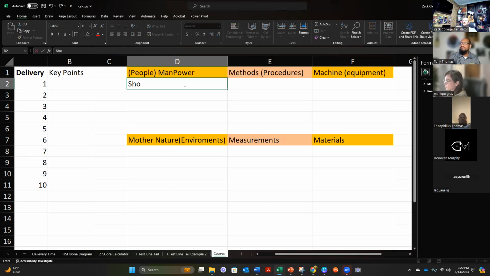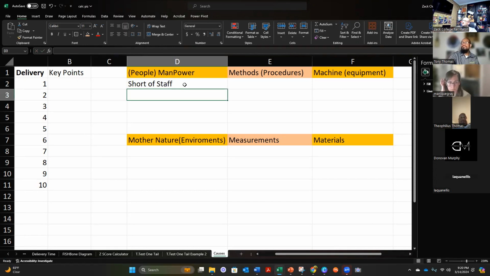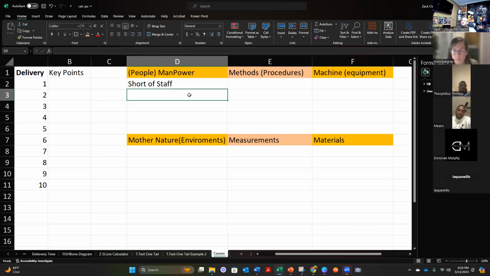Short of staff. What else? Business not necessarily being short of staff, but business being so good that it overwhelmed the staff on hand, like during different seasons, like sports or whatever. Capacity issues, right? That could also be another classification under what?